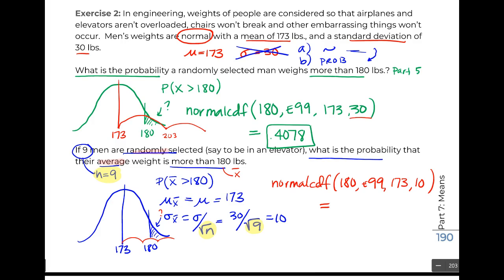So if we do this now out in our calculator, we get 0.2420. So almost half the probability of the previous one. And you can imagine here, it's a lot easier if you're just choosing one person at random to get someone who's over that threshold of 180. But in this case, we're looking at 9 people, and so we need all 9 of them, or at least the average, to be higher than that 180. So it's a lot harder to get that.